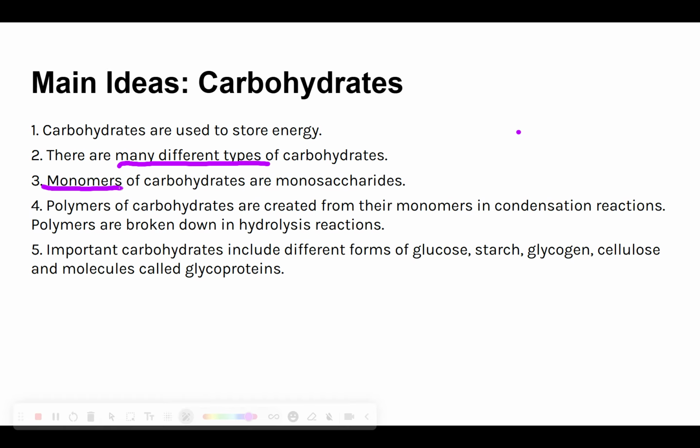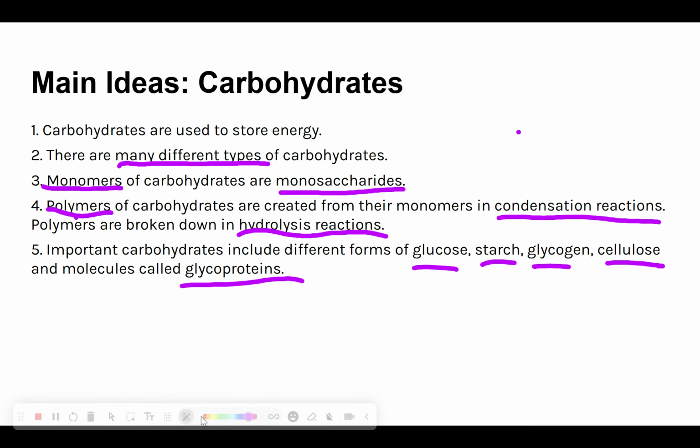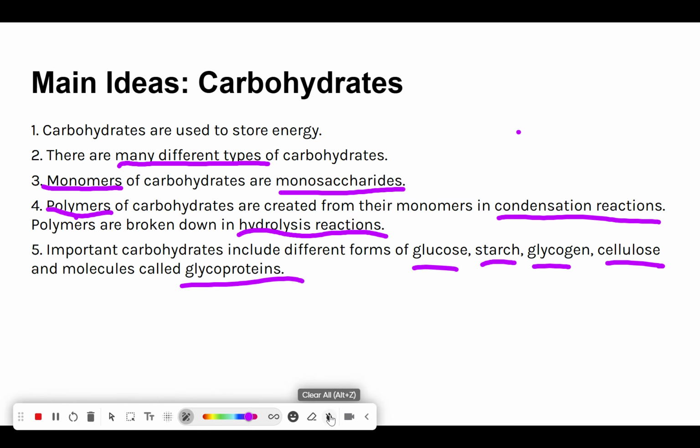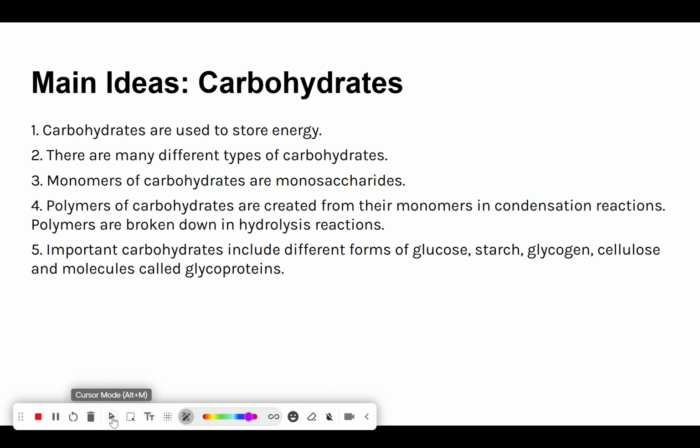Monomers of carbohydrates are called monosaccharides. Polymers of carbohydrates are created from their monomers in condensation reactions. Polymers are broken down back into monomers in hydrolysis reactions. We'll go over the basics for those two chemical reactions. And important carbohydrates specifically include different forms of glucose, as well as starch, glycogen, cellulose, and molecules called glycoproteins, which are very important in cell-to-cell recognition and on the outsides of cells.